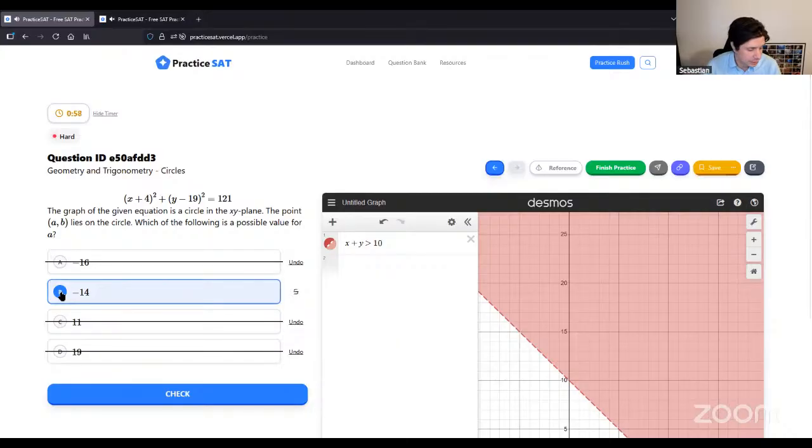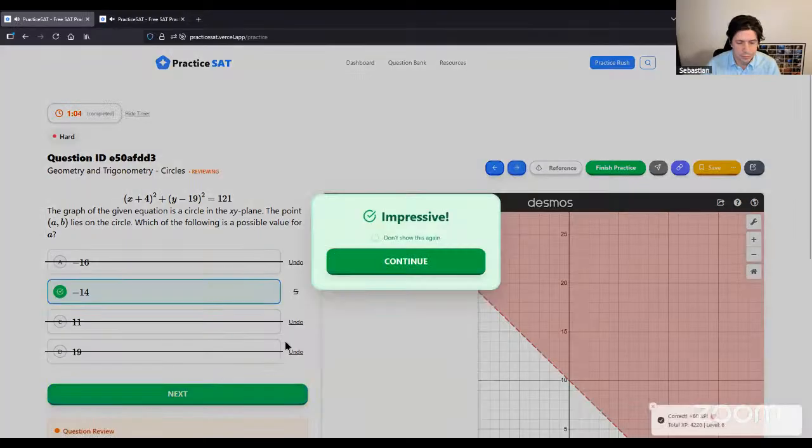So it has to be this here, where we have a rate. This gets us a distance of 10. You got it. You know your circle equations. I like to see that.